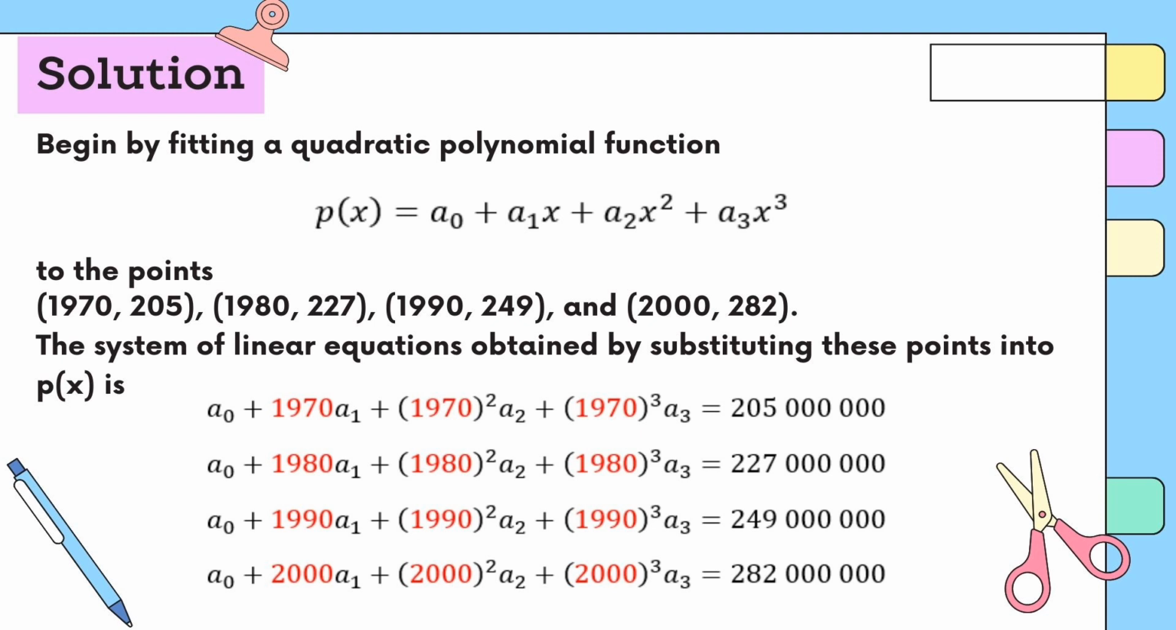282 million. So we now have the system of linear equations obtained by substituting these points into p(x): a_0 + 1970 a_1 + 1970^2 a_2 + 1970^3 a_3 = 205 million. a_0 + 1980 a_1 + 1980^2 a_2 + 1980^3 a_3 = 227 million. a_0 + 1990 a_1 + 1990^2 a_2 + 1990^3 a_3 = 249 million. a_0 + 2000 a_1 + 2000^2 a_2 + 2000^3 a_3 = 282 million.